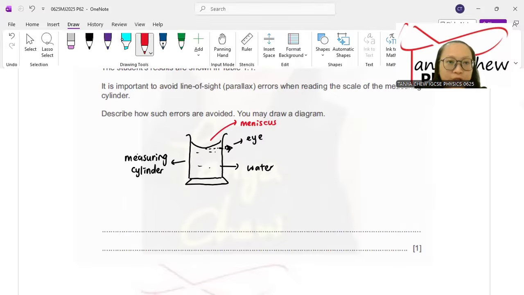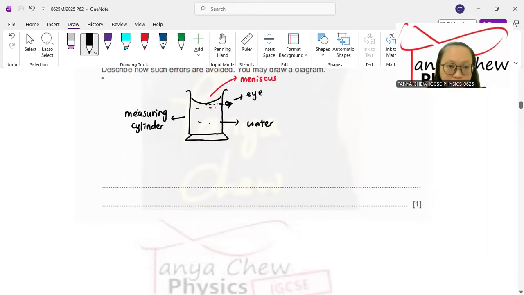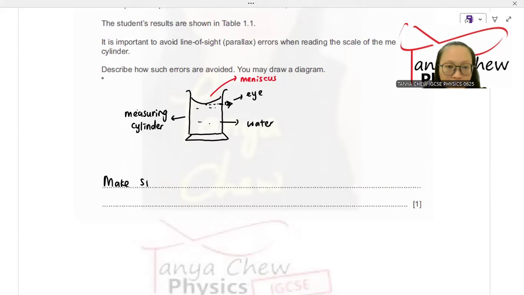So the explanation, I would describe it. Make sure to take the reading below the meniscus.